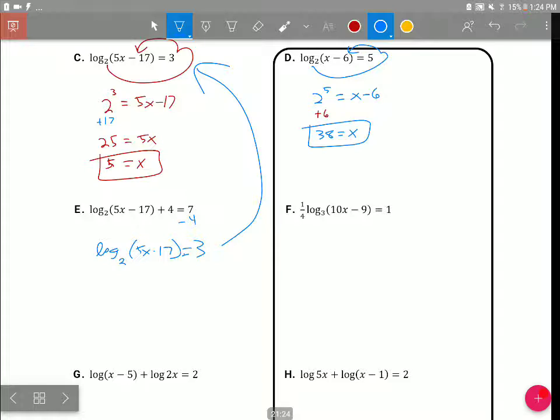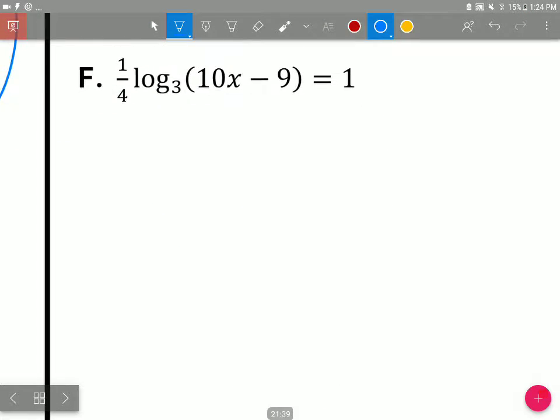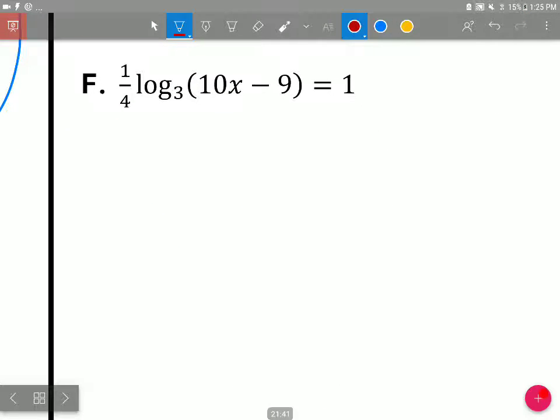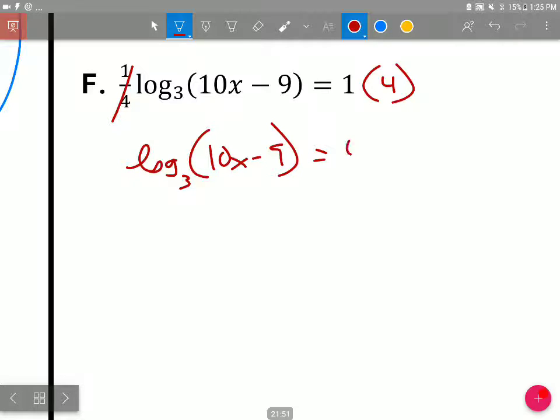All right, we're not going to solve that one again. But do letter F. See if you can do letter F. Same idea. You gotta take care of the fraction, right? All right, so here we go. To get rid of the 1/4, we're going to multiply by 4. So that's log base 3 of 10x minus 9 equals 4.